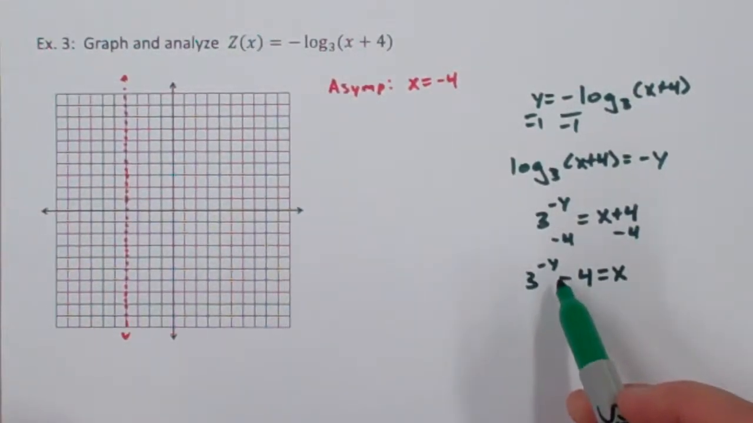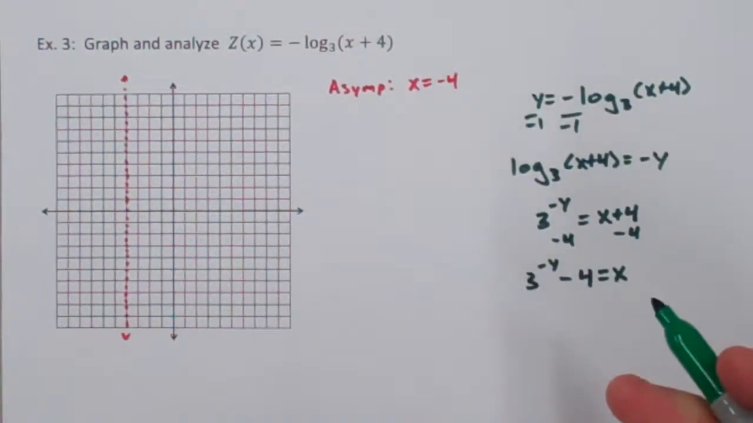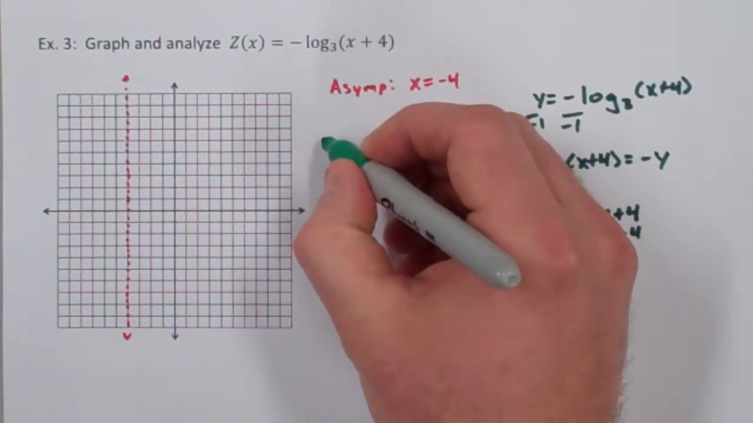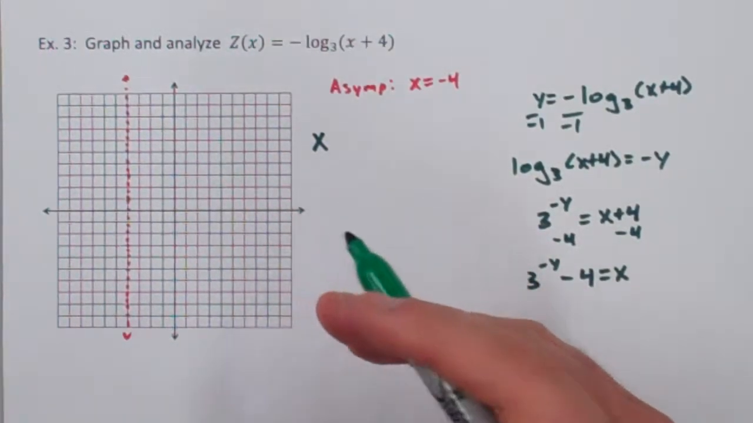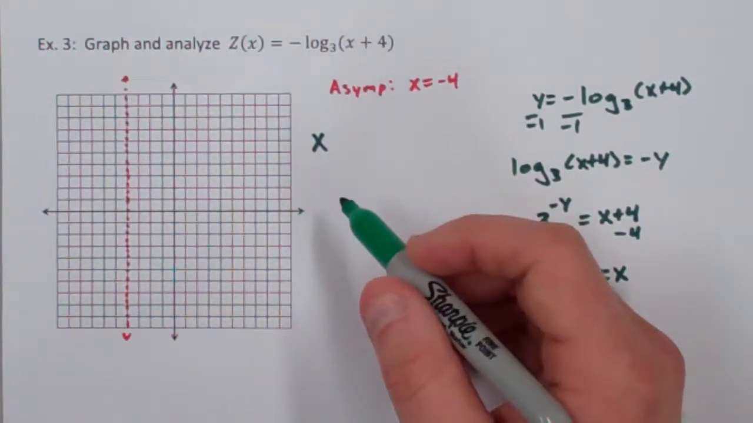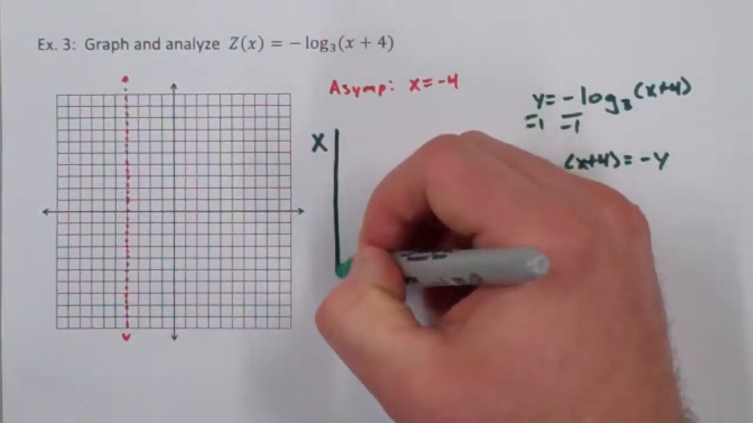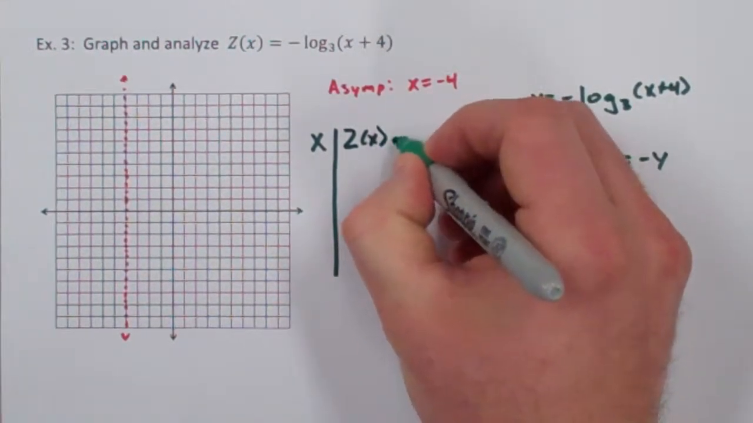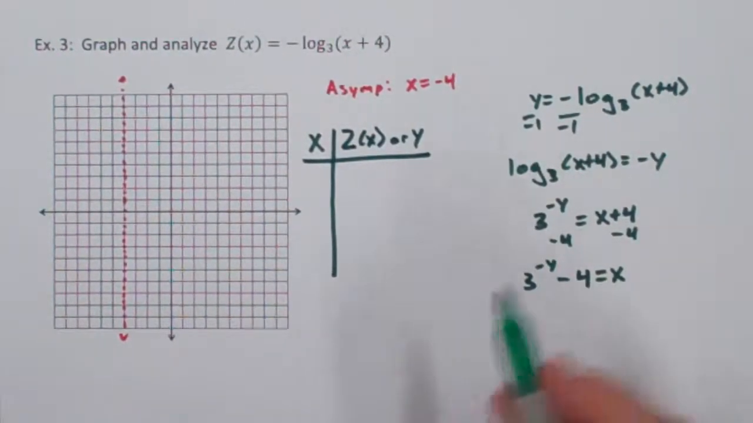This is a nice thing to do so that we can pick nice values for y to investigate some representative points and plot those and hopefully connect them up, and it should look like log base 3 just flipped or reflected. In this case, it'll be over the x-axis. So if we plot some points, remember that we've got z of x here, or y, and we need to pick some good values to work with.